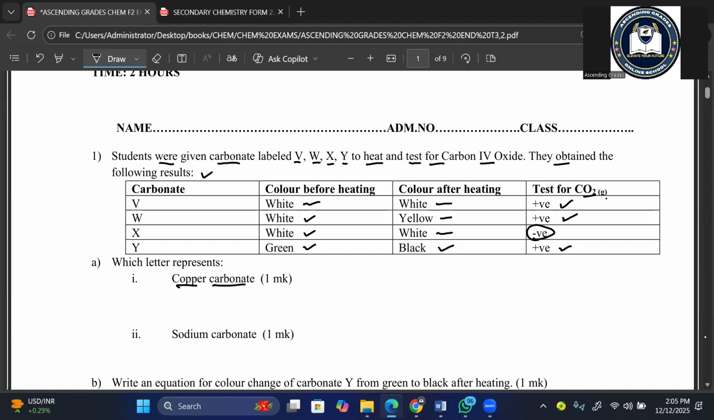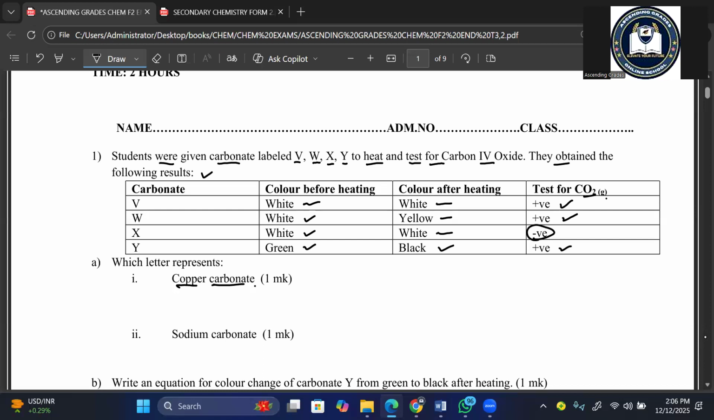copper carbonate. Copper is characterized by either green or blue. So it depends which copper was to be witnessed. But in this case, what will guide us will be after the heating, the substances that will be formed.